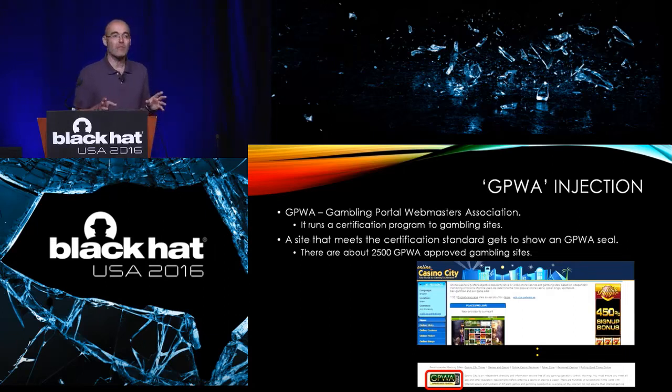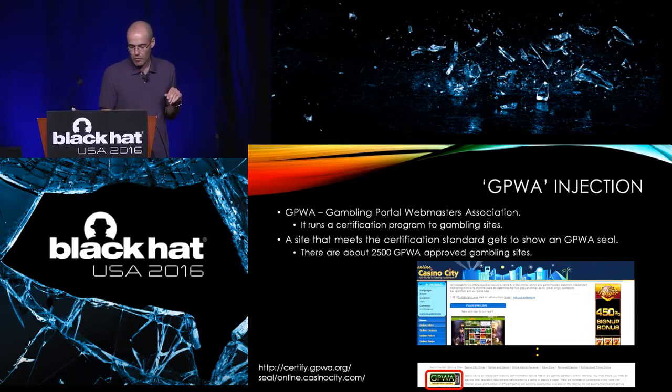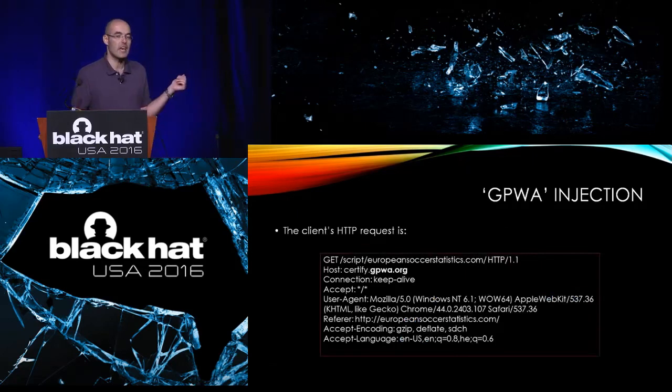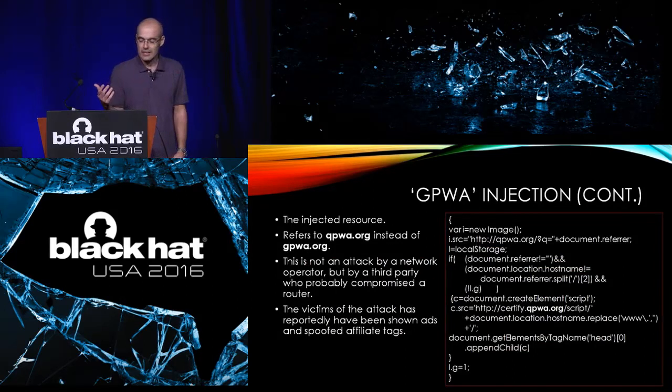Now, interestingly enough, in many of the sites, this seal is saved as a resource not locally in the site, but remotely on gpwa.org. This means that every user that, for example, views onlinecasinicity.com will be referred also to gpwa.org to fetch the resource. For example, this is a request for such a resource. This is for another website called EuropeanSoccerStatistics.com, another website that is approved by GPWA. And the injected response, the forged response the user got, is actually JavaScript.